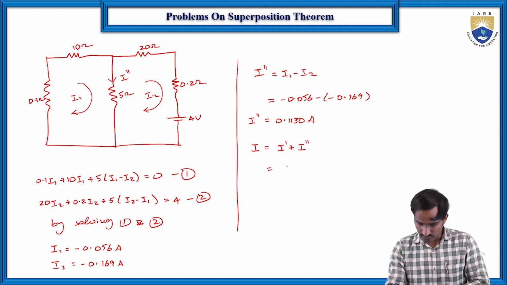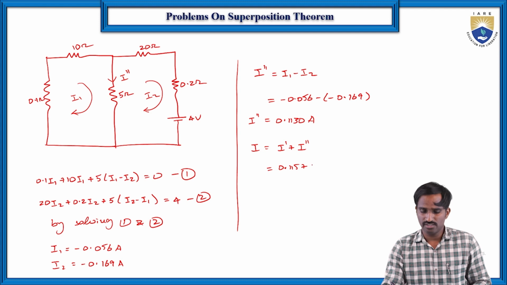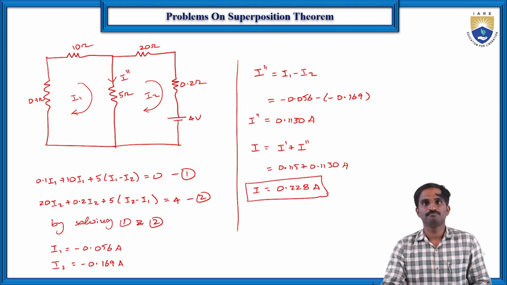Then substitute the value of I dash here. I dash here it is 0.115 plus here I double dash here it is 0.113 amperes, right? Then here the total current I is equal to 0.228 amperes. So this is the total current.